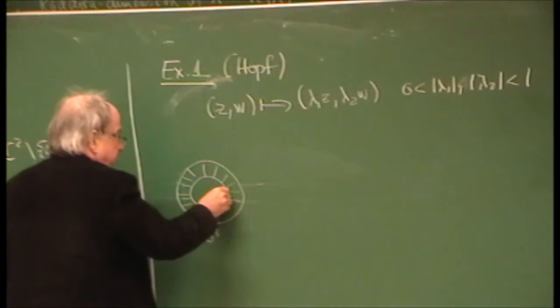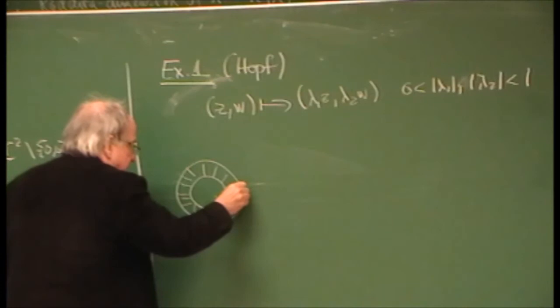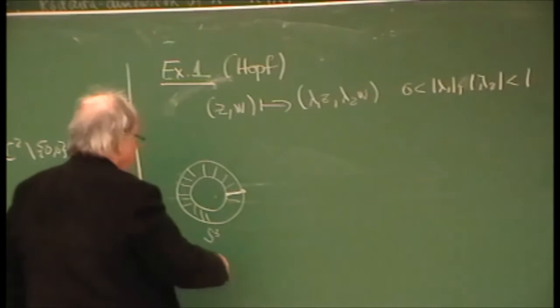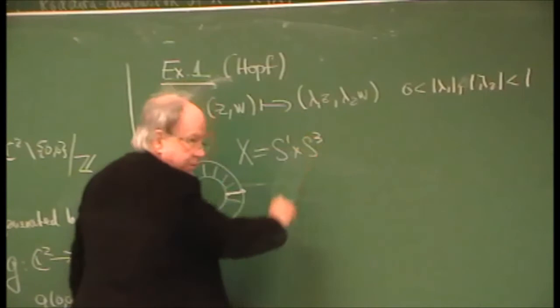So really what we got here is S3, and then these points are identified, right, with the contraction. So you obviously see what the manifold is. X is S1 cross S3, right, because the circle gets identified that way, and S3 around here.